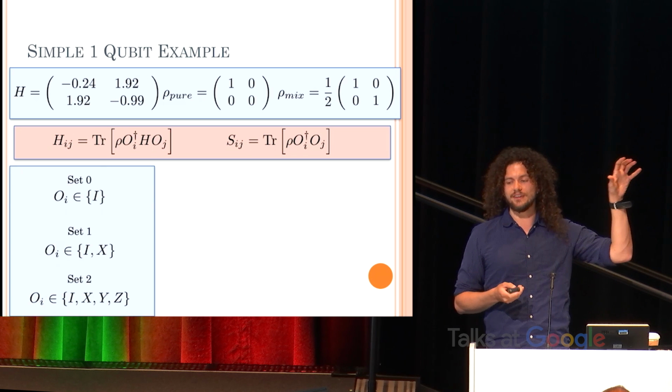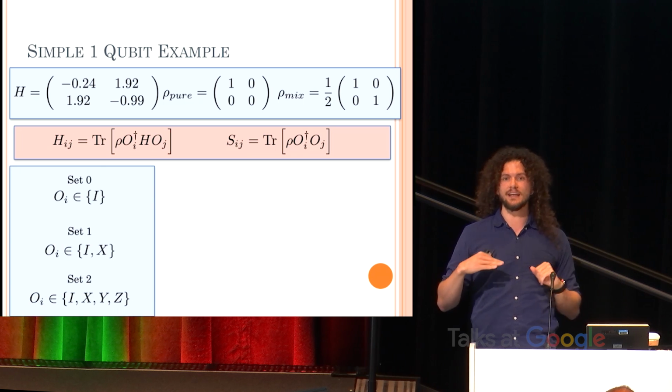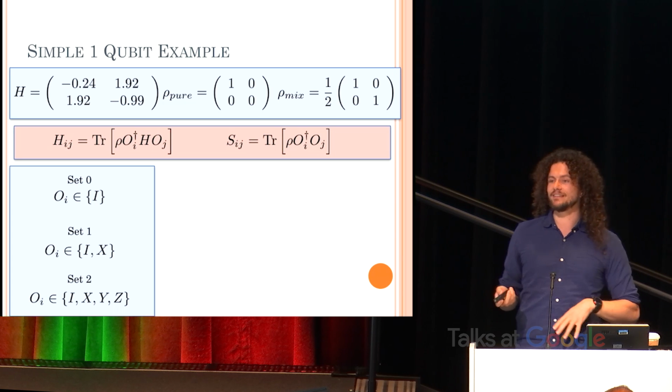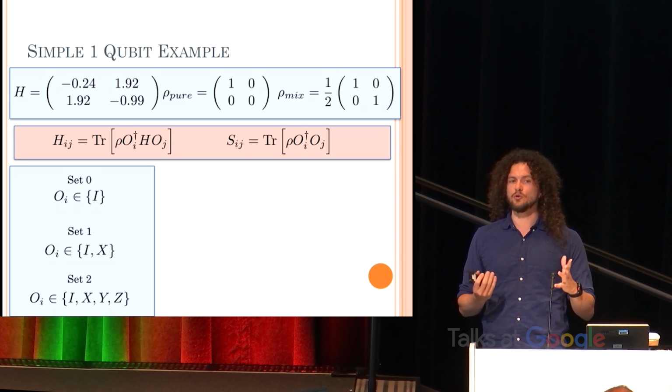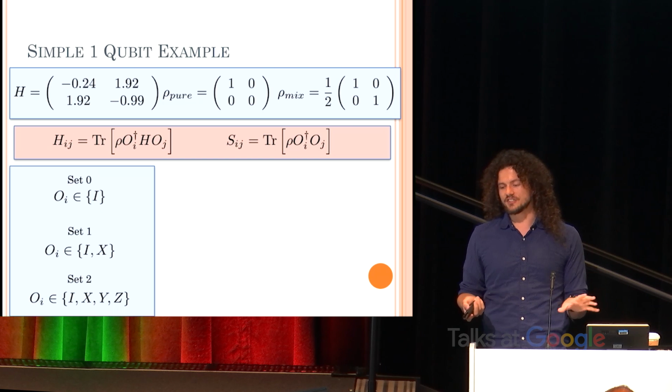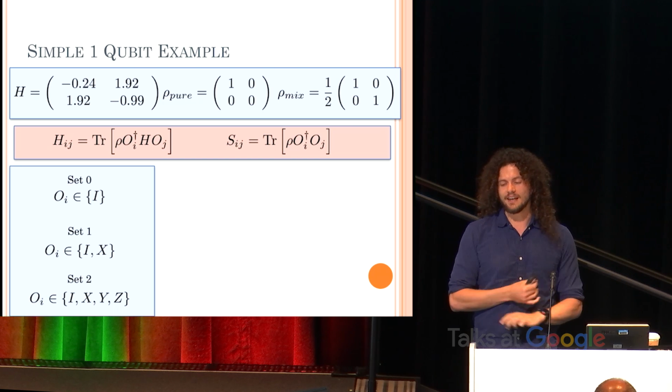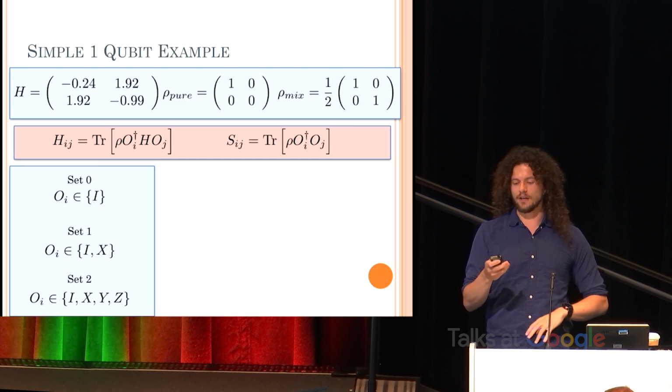And I'm going to choose these sets of operators that build my little planes. And the first one is the identity. So that's just the original algorithm. And then in the second set, I'm going to include only bit flips. And in the third set, or set 2 as I'm calling it, you do essentially full tomography on this qubit.